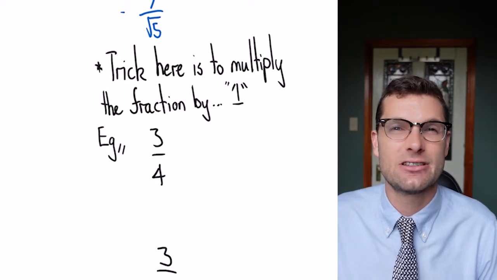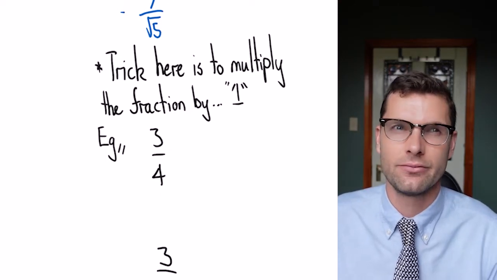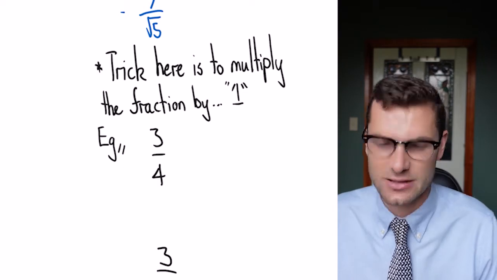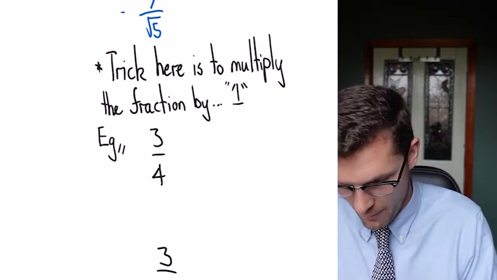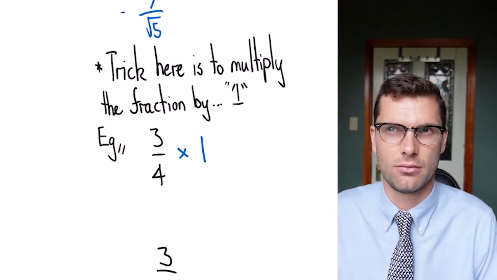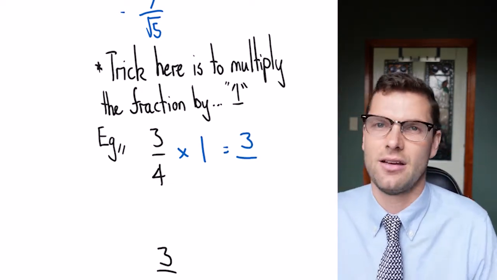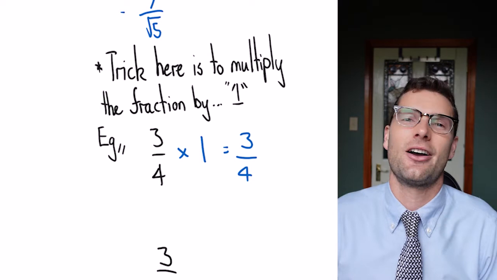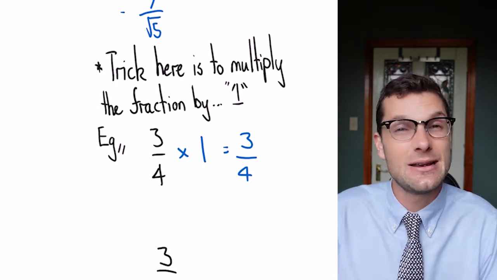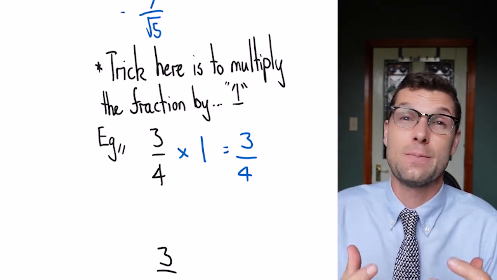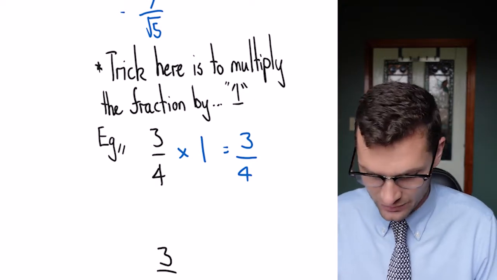So the trick here is to multiply something by 1, which I know sounds pretty dumb. So if I had 3 over 4 and I multiplied that by 1, that would be equal to 3 over 4. Wow, Jono, you're a genius, okay? This is an incredibly simple idea, but it's going to have really big ramifications down the line.